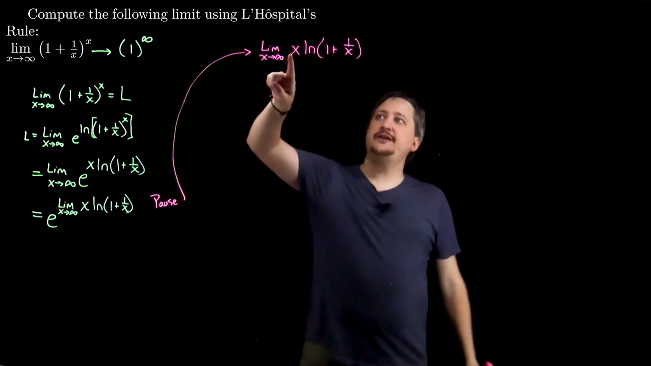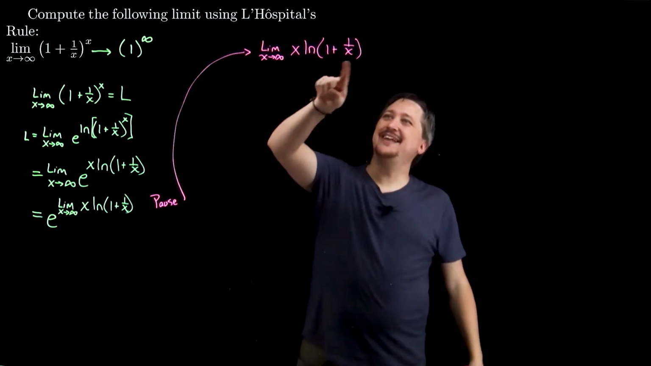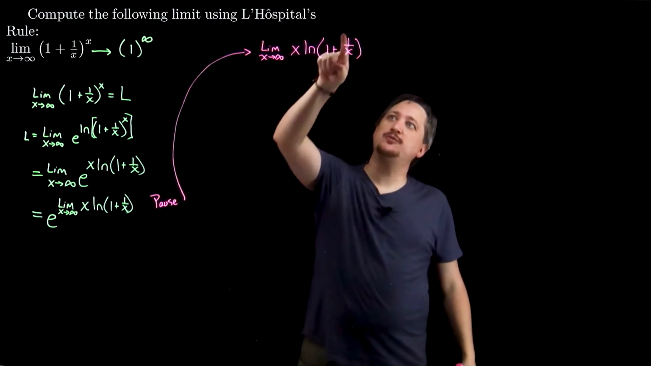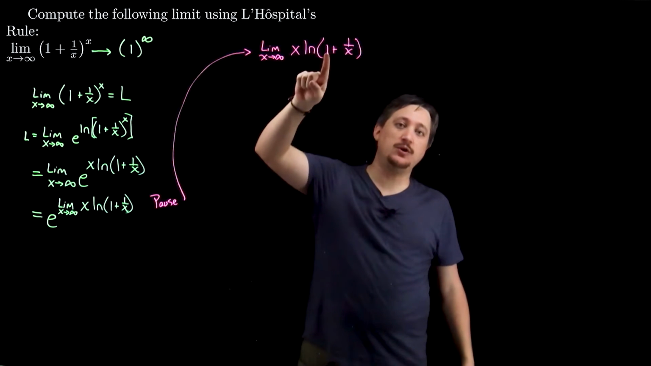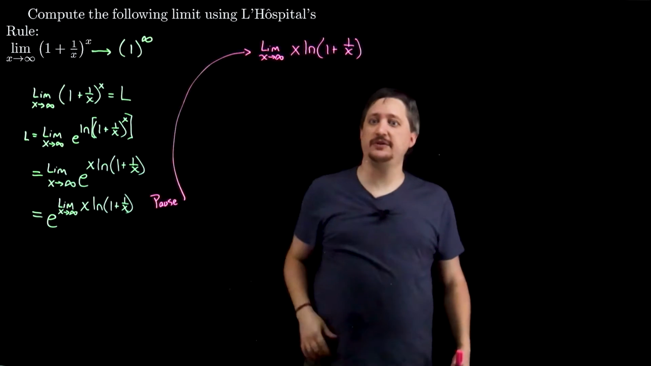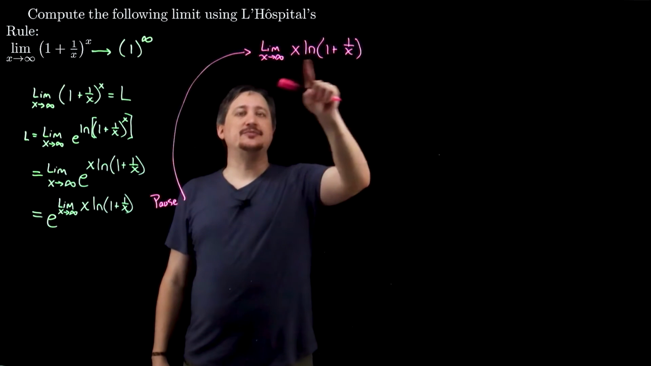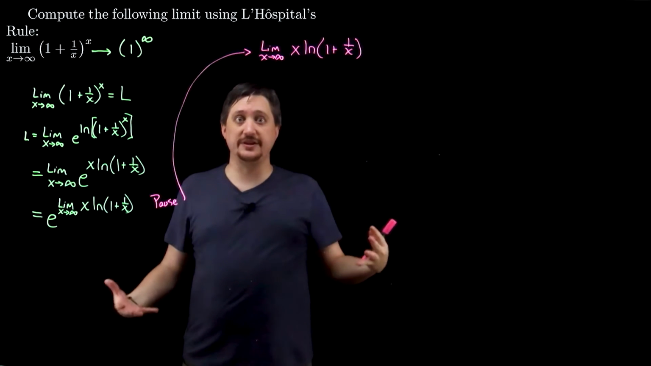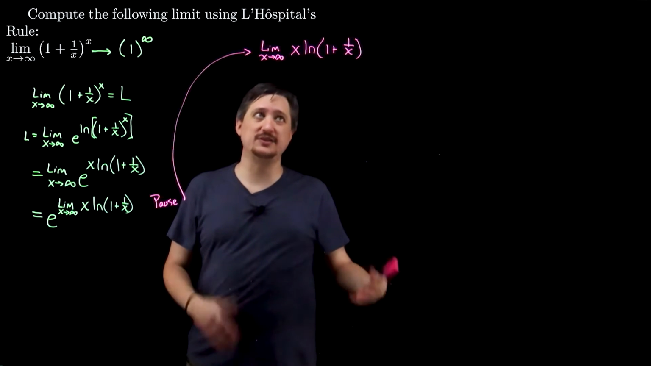Now, as x goes to infinity, x goes to infinity, shocking. But now natural log of 1 plus 1 over x, the 1 over x is going to 0. So this is going to natural log of 1, which itself is 0. So this is looking like some sort of infinity times 0, which again is still an indeterminate form and still not the thing that L'Hopital's rule can deal with.